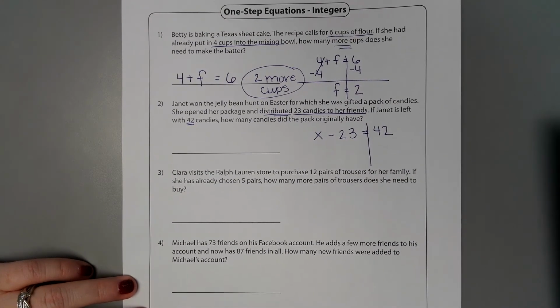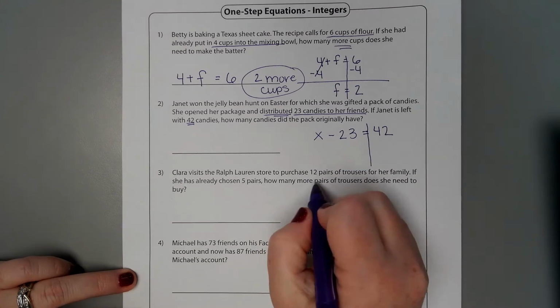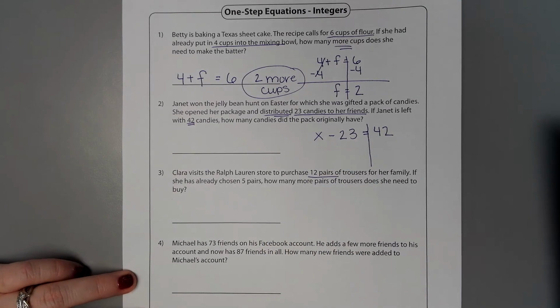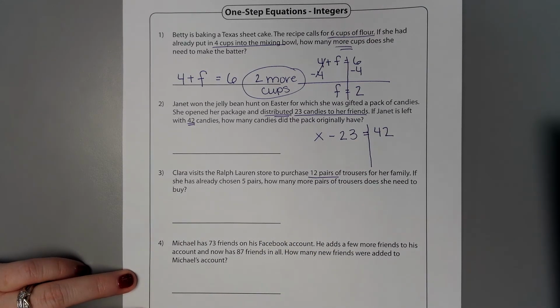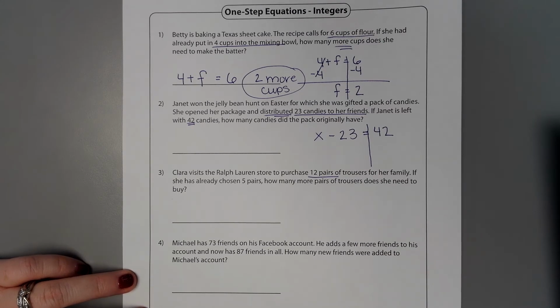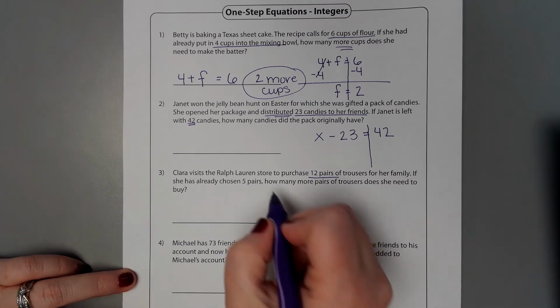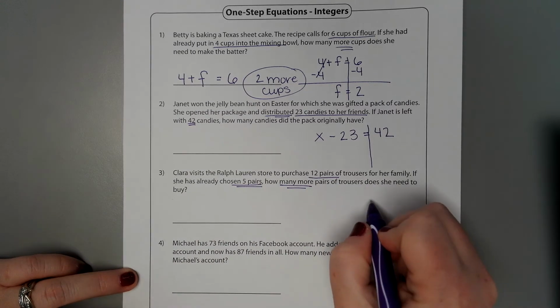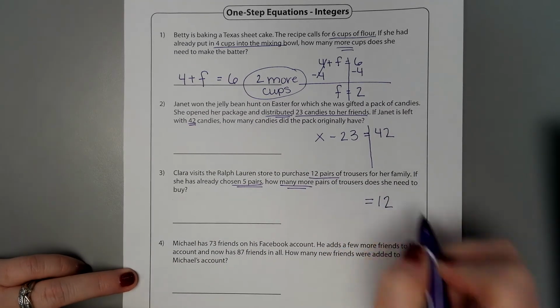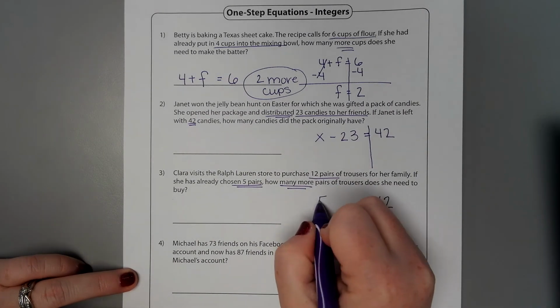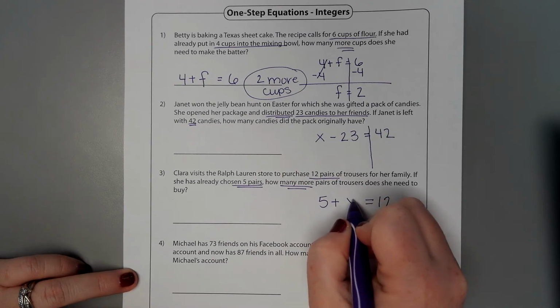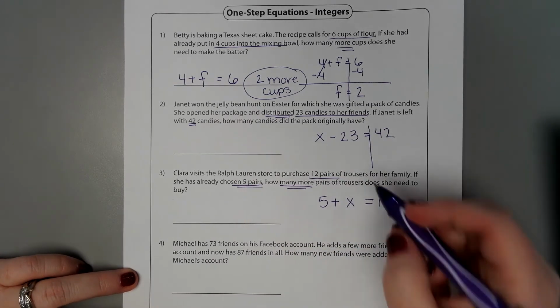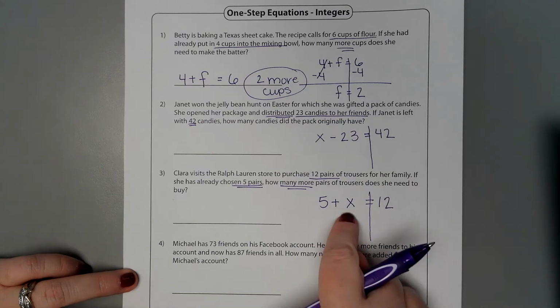Claire visits Ralph Lauren's store. He purchases 12 pairs of trousers for his family. That means pants. 12 pairs of pants for his family. She has already chosen 5 pairs. How many more pairs of trousers does she need to buy? How many more? So she needs to get a total of 12. She already has 5, and we need to add so much more to it, we aren't sure. You need to try and solve this. Figure out how many more pairs of pants does she need.